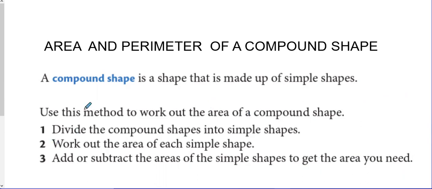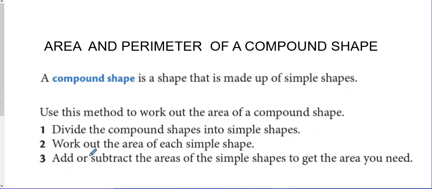Now, which method do we use when we want to work out the area of a compound shape? If you are looking for the area of a compound shape, we have these three simple steps. Step number one is to divide the compound shape into simple shapes. Divide the compound shape into rectangles, into whatever convenient shape you want to do. Okay, so I will show you how do we divide the shape.